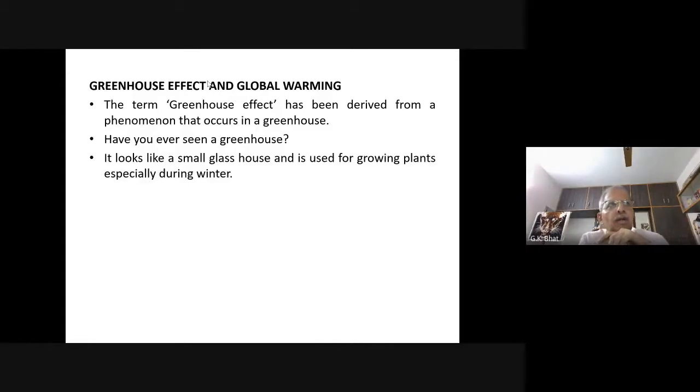Am I right? You start telling global warming, global warming, global warming. Am I right? So this is the effect of global warming. Greenhouse effect. What is that?